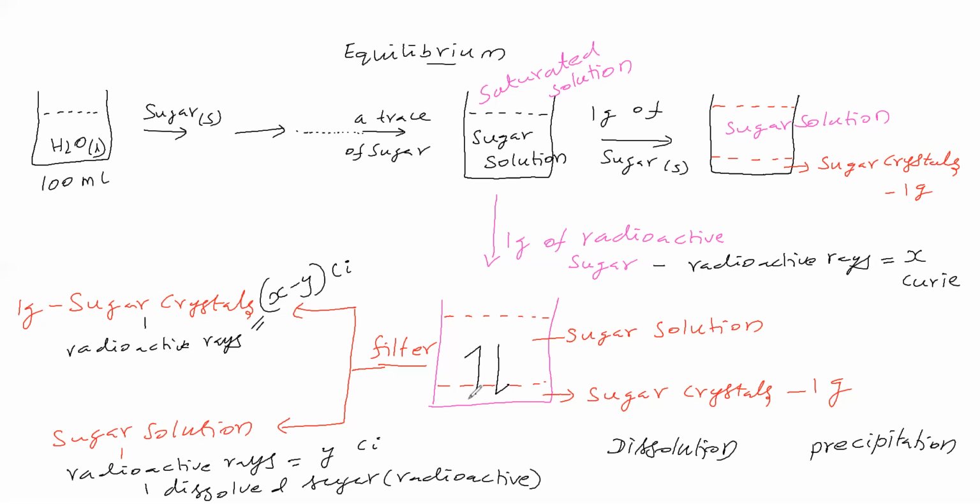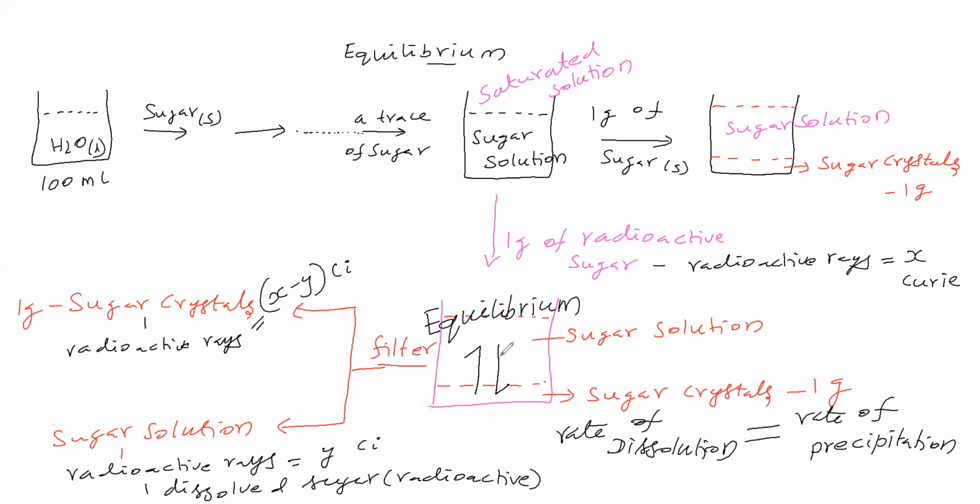Dissolution means sugar crystals dissolving and becoming dissolved sugar, while an equivalent amount of dissolved sugar from the solution precipitates. Therefore, we can say the rate of dissolution and the rate of precipitation are equal in the saturated solution. That means the saturated solution is in equilibrium with the sugar crystals. This equilibrium is called physical equilibrium.